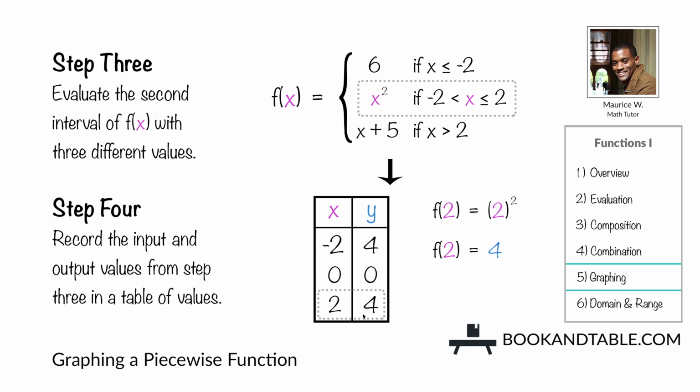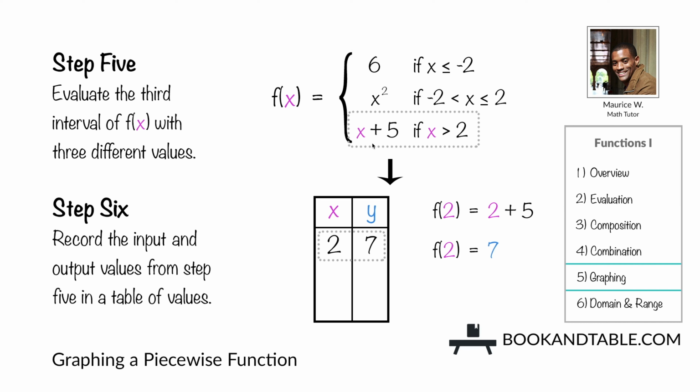So this is the second table of values that we use for the second interval. And we need a third table of values for the third interval, x plus 5. So we want to evaluate the third interval of f of x with 3 different values, and then record the input and output values from step 5 in a table of values. When we do so, we'll plug in 2, which is at the limit. F of 2 is equal to 2 plus 5, which shows us f of 2 is equal to 7.